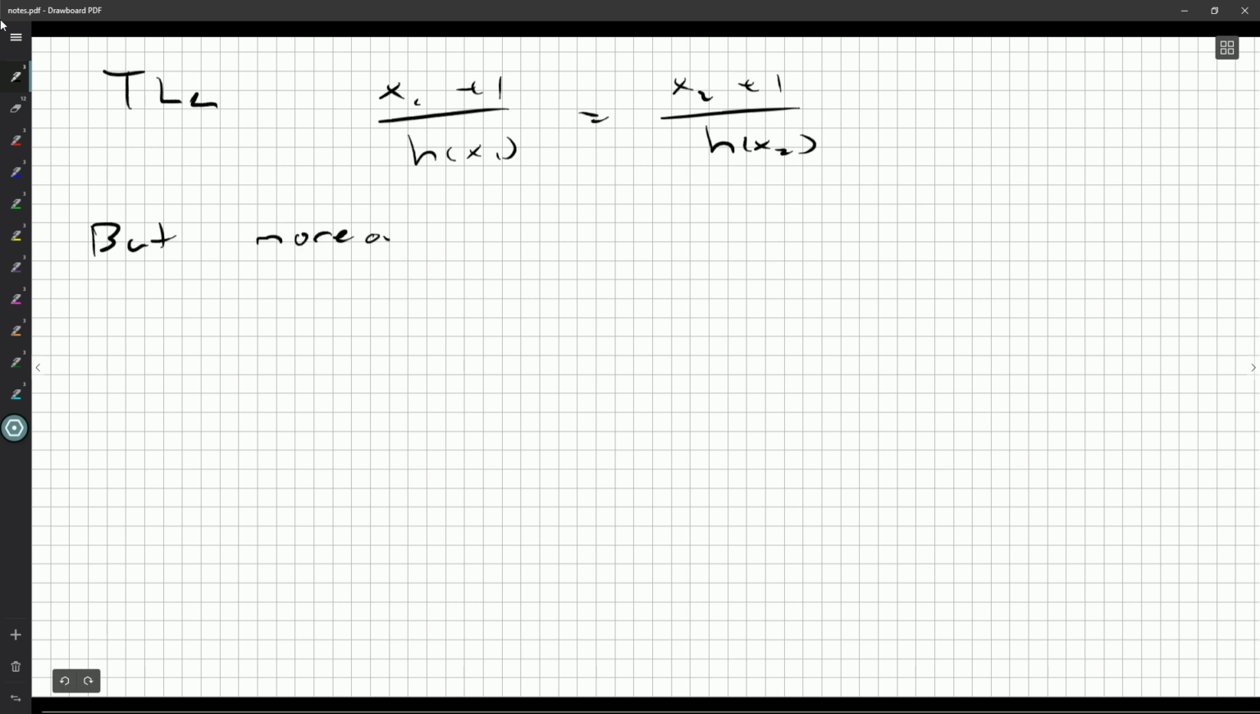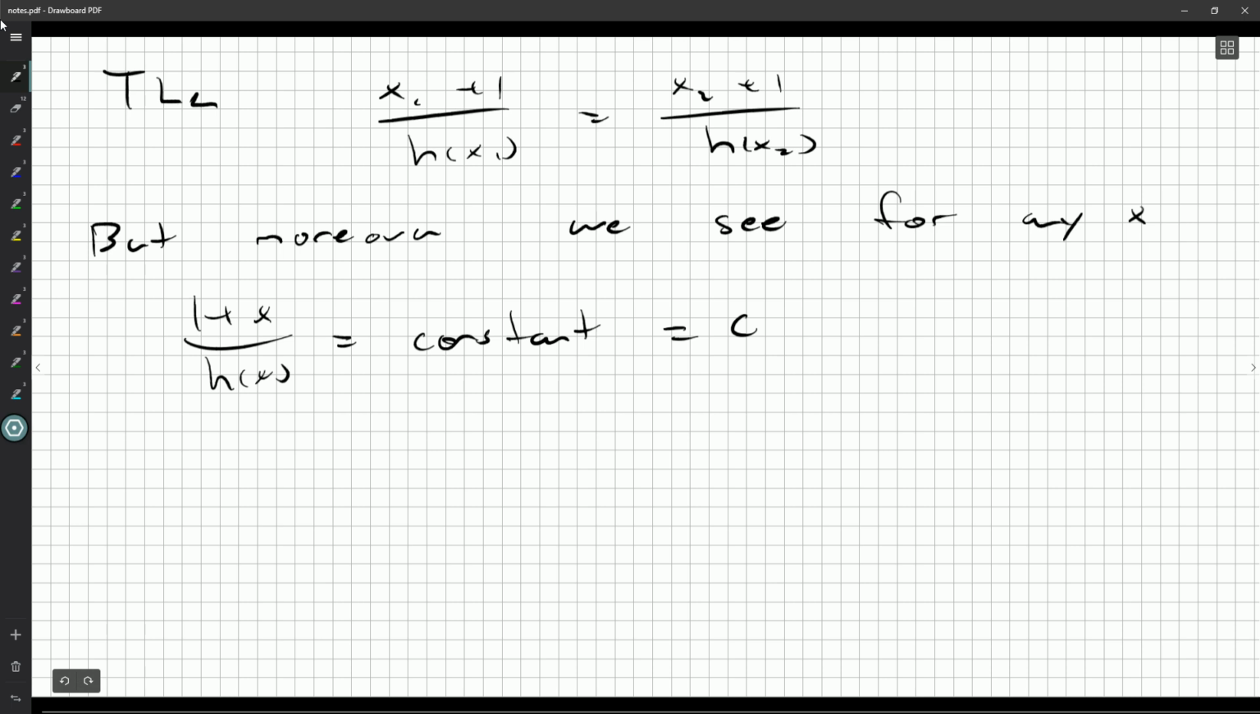But moreover, we see for any x, 1 plus x over h of x is sort of some constant. Maybe we could call it c for constant. So that tells me, multiply both sides by h of x, divide by c, so then we can see h of x must be 1 over cx plus 1 over c.